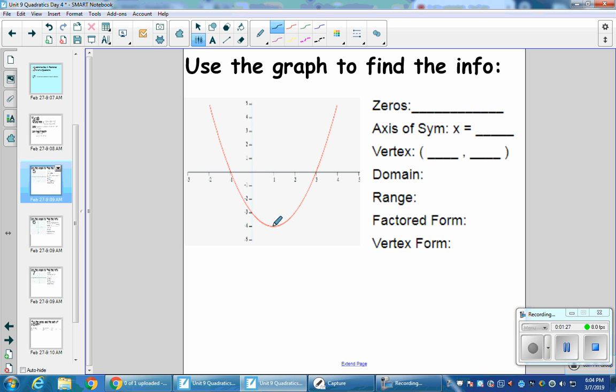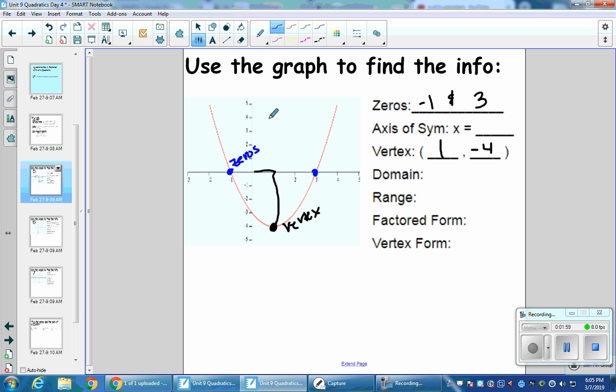We know that the vertex is the highest or lowest point. The new point we're looking at now is where it crosses the x-axis. So these are our zeros. And the point that we are already familiar with is the low point, which is the vertex. Okay? All right, so our zeros are right here at -1 and 3. Our vertex is right here at over 1, down 4. So that's going to be 1, -4.